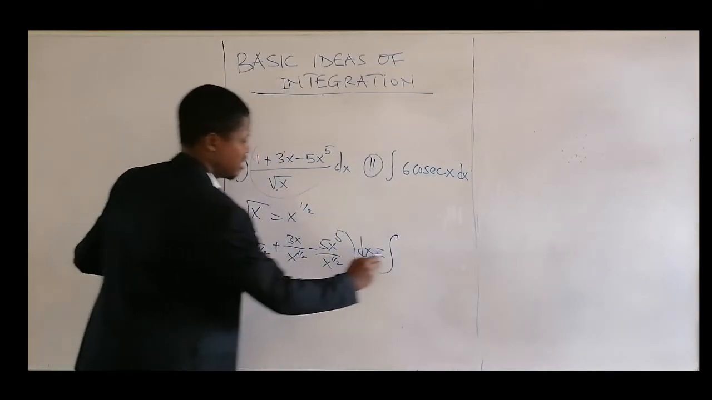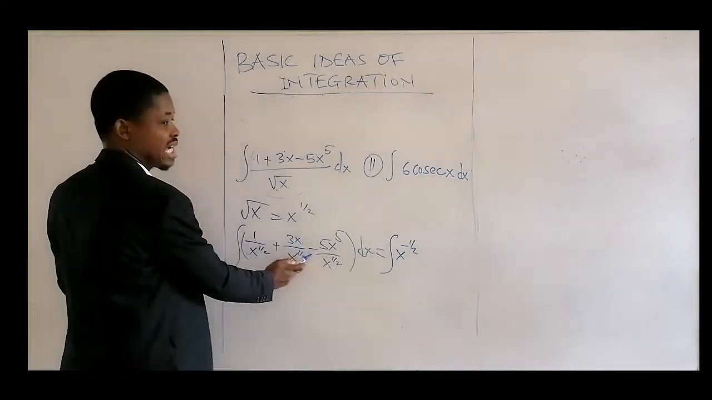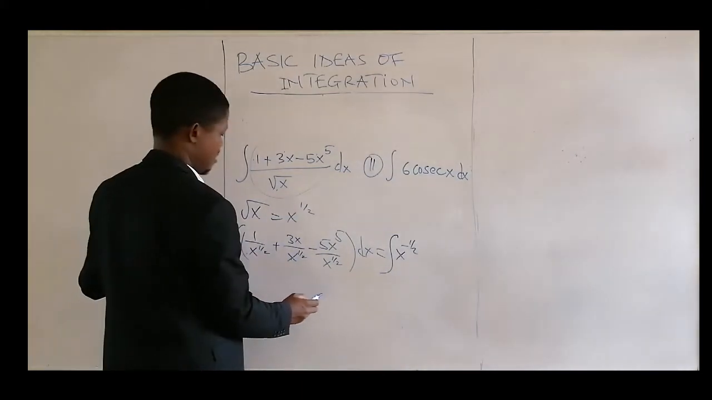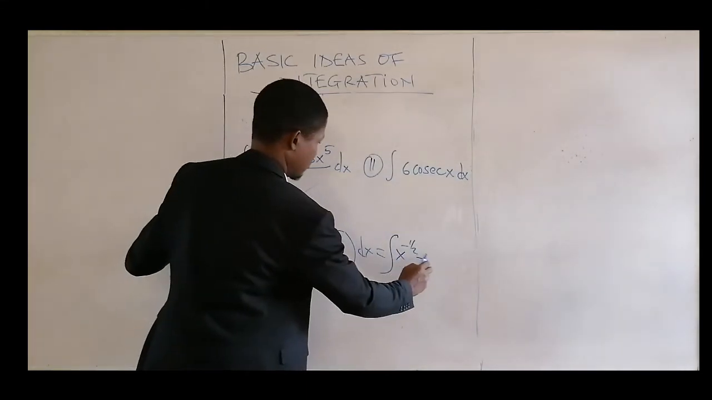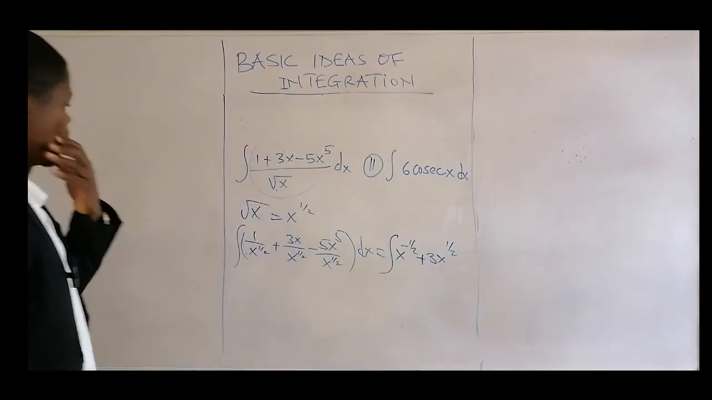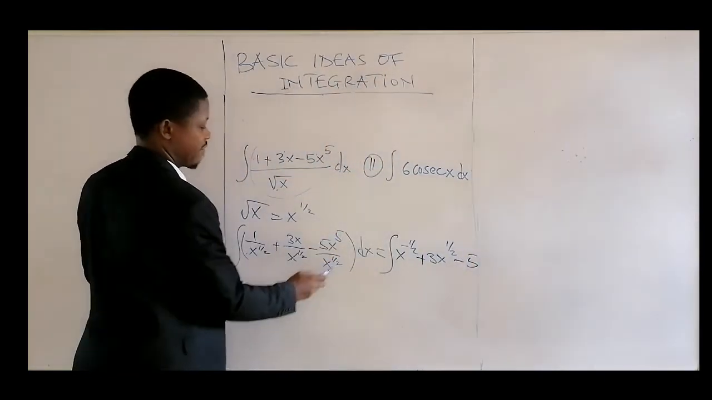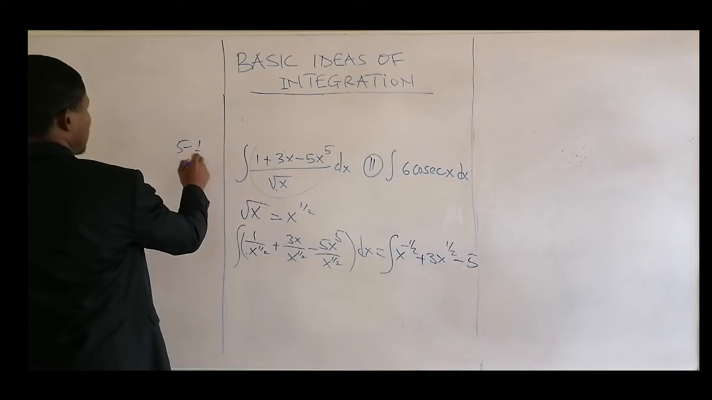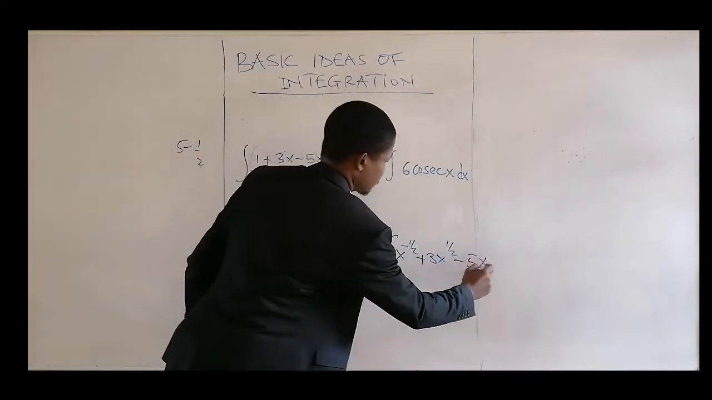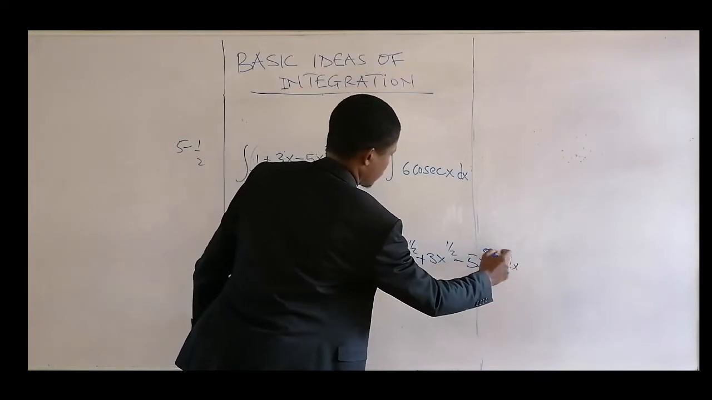So 1 over x half will be x to the minus half. And here, x over x half has the same base, so 1 minus half, that's x to the half, times 3, so 3x half. The other one will be minus 5 times x to the minus half, dx.